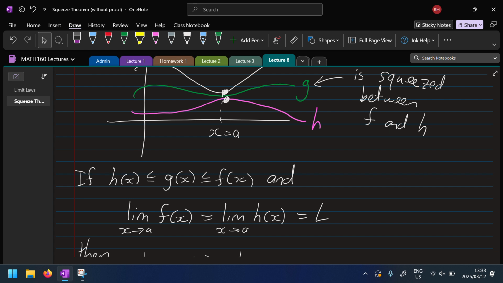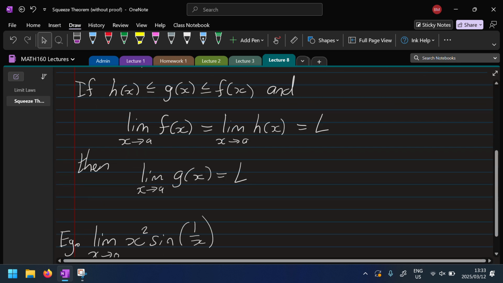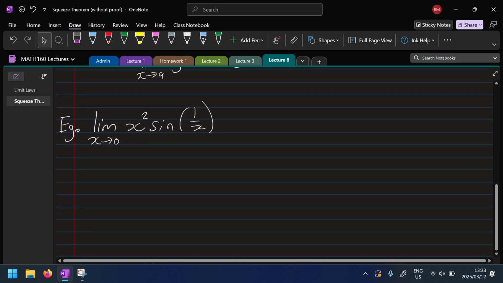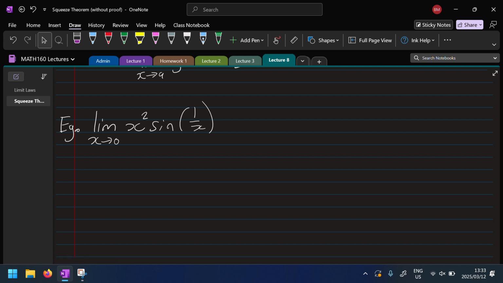H and f, we need to find those such that the h limit and the f limit are the same and easy to calculate. So that's the idea. So what do we know about this function here? We know that the sine function is always bounded between -1 and 1. That's a good starting point.